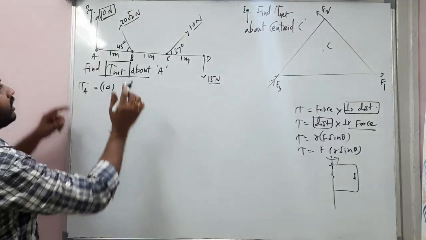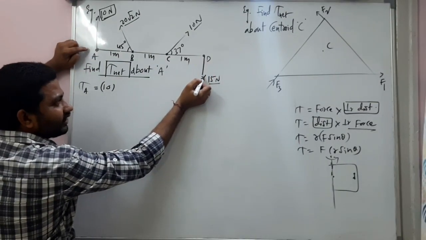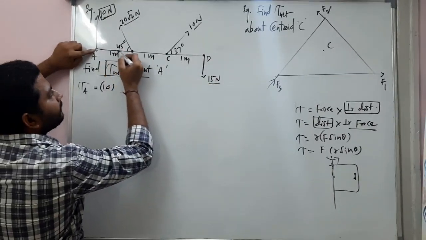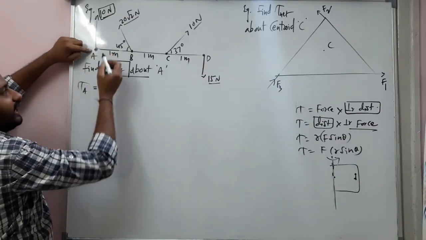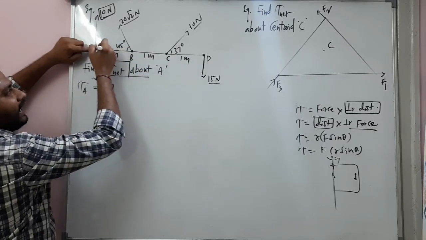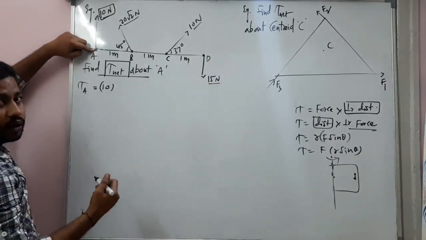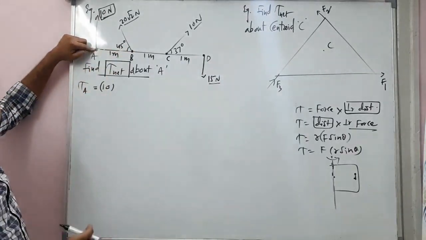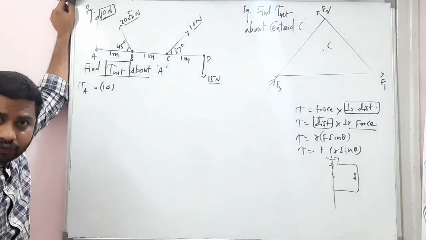For example, this force of 15 Newton is a perpendicular one from this axis of rotation. Look here: from the axis of rotation, at a distance of 1 meter, 1 meter, 1 meter, at a distance of 3 meter, this force is acting. So the R value is how much? 3 meter. But here for this 10 Newtons, is there any R value? No.